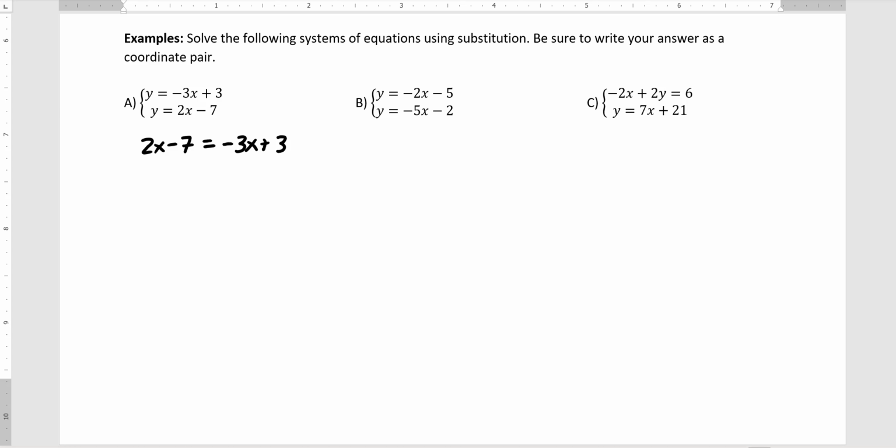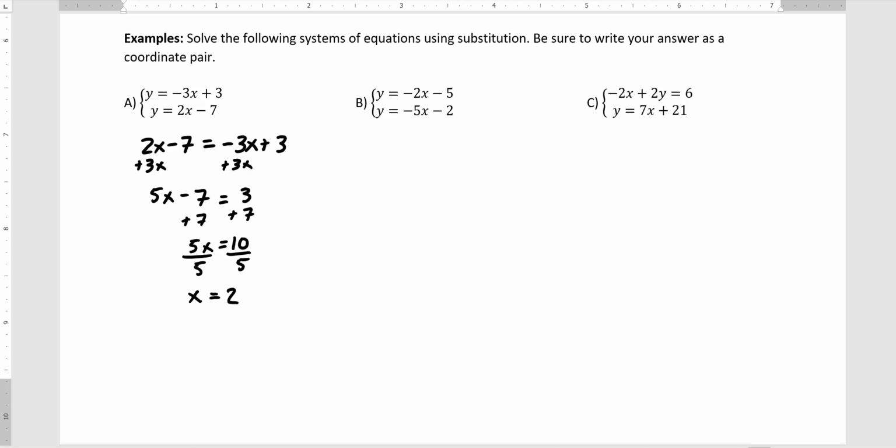Alright, so now I need to get x all by itself here. I'm going to add 3x to both sides. 2x plus 3x is 5x, so I have 5x minus 7 equals 3. I'm going to add 7 to both sides. 3 plus 7 is 10. So 5x equals 10. Divide by 5, divide by 5. And I find that x equals 2.